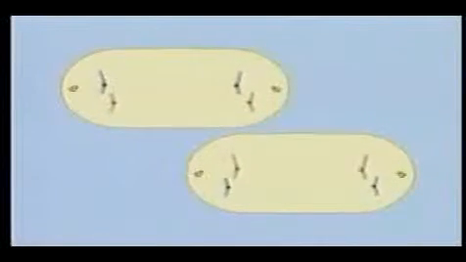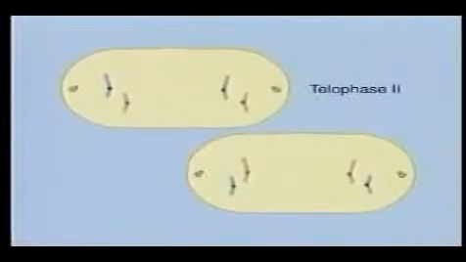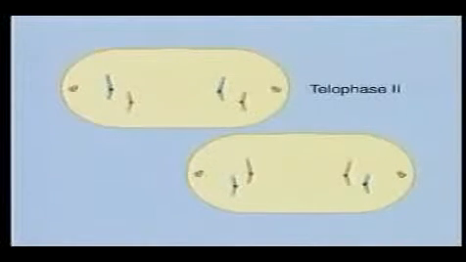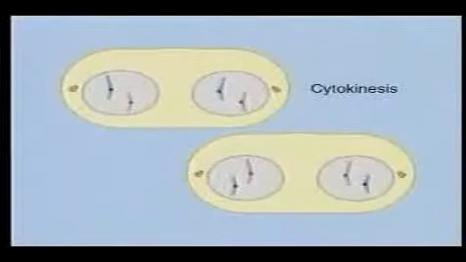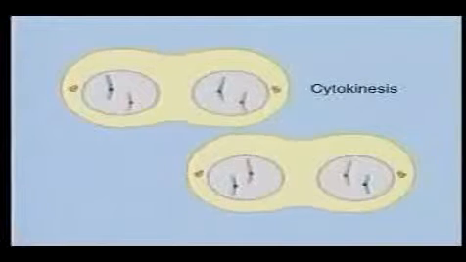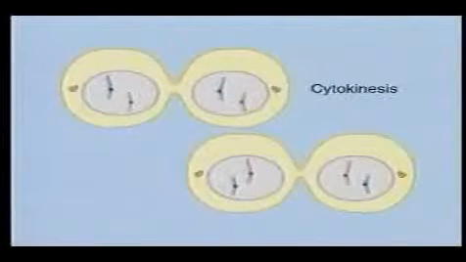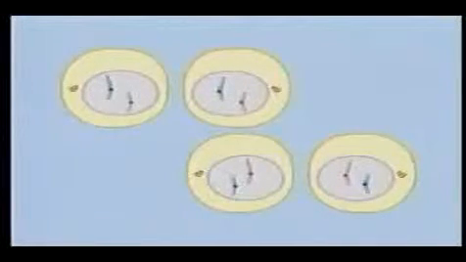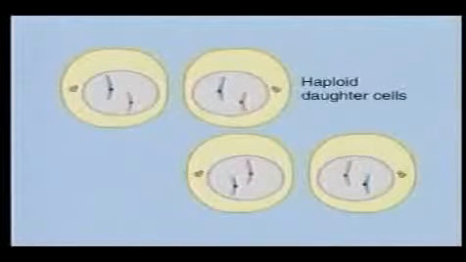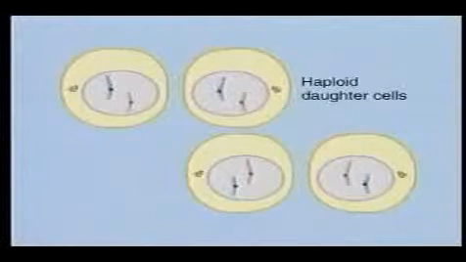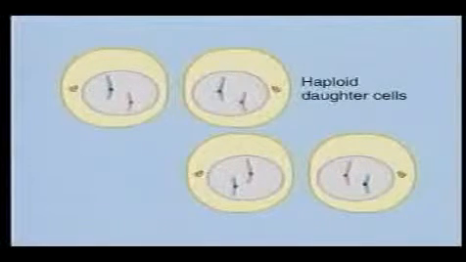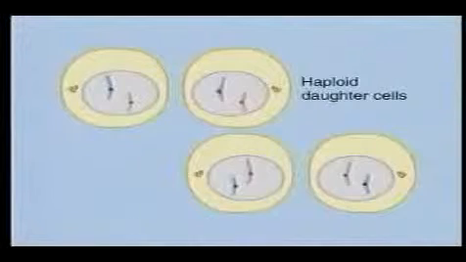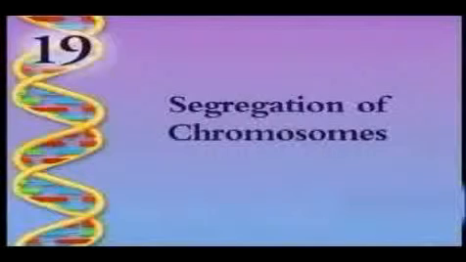The last phase of meiosis II is telophase II. During telophase II, nuclear envelopes form around the chromosomes. In cytokinesis, the cell membrane pinches the cell in half. Each haploid cell has now divided into 2 haploid daughter cells. The original diploid cell has given rise to 4 daughter cells, each with a single set of unduplicated chromosomes.